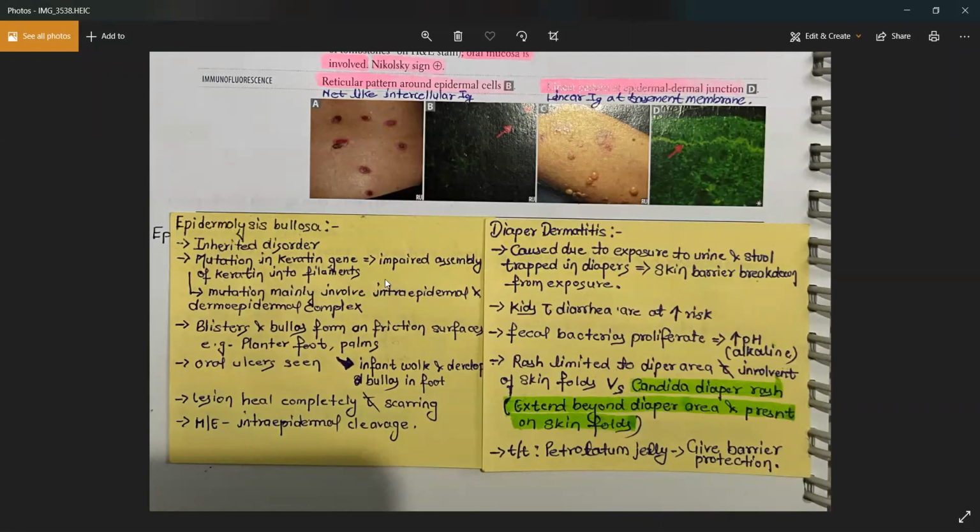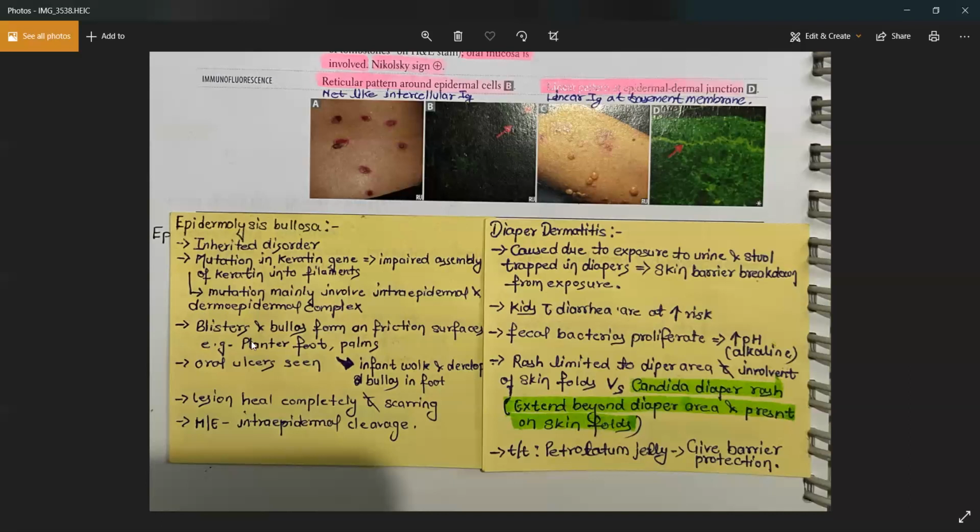It is because of a mutation in the keratin gene that is responsible for the assembly of keratin into filaments, right? Ultimately, you need the keratin to be in filaments so that it can be functional. But due to the mutation, this keratin will no longer be assembled into filaments. As a result, the deposition of keratin in the intraepidermal and dermoepidermal regions will be defective, right?